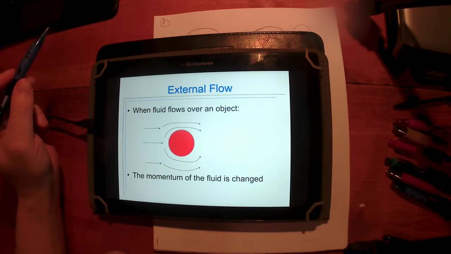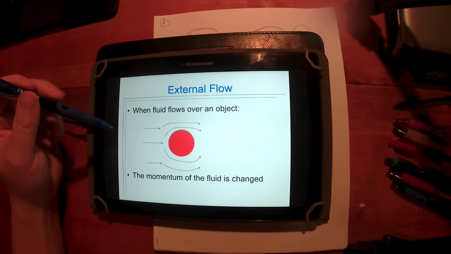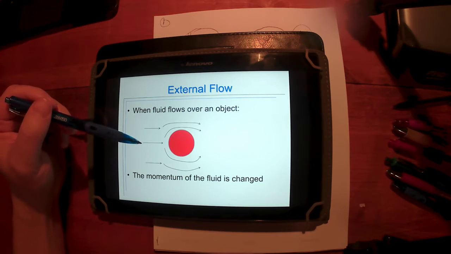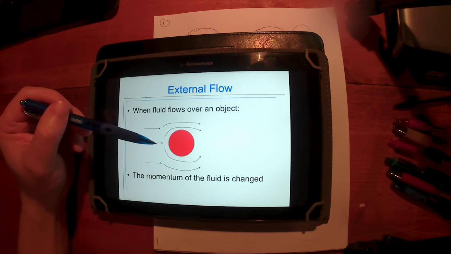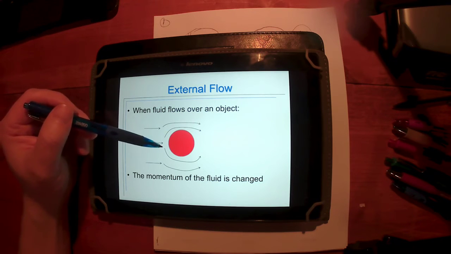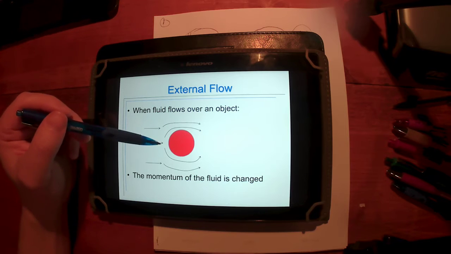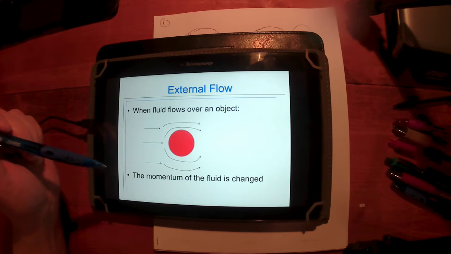We talked about this in chapter 6, earlier when we talked about conservation of momentum. We said that as fluid moves, as we change the momentum of fluid, notice fluid particles are coming in here, they've got one velocity, and then we change the velocity. It's either going to go this way or that way. It's got to go around this thing. So you're changing the momentum of that fluid in order for that to happen.